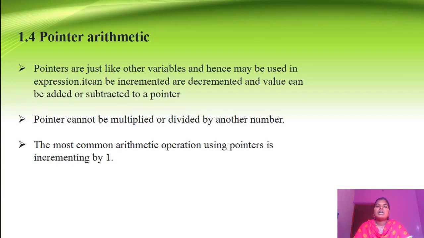Pointer arithmetic means the pointer variables are used for addition and subtraction. That means we can use pointers for adding and subtracting, and we can also use them for increment and decrement. Multiplication and division are not allowed on pointers, but the most commonly used pointer arithmetic is incrementing the value by 1.